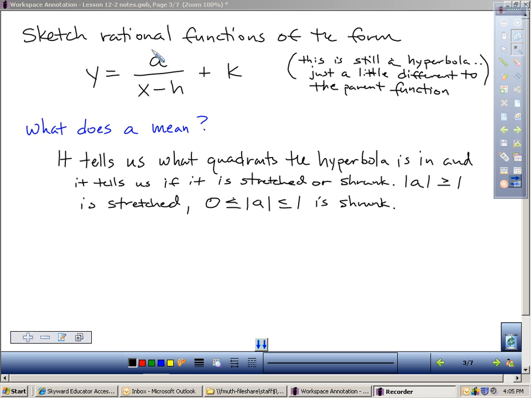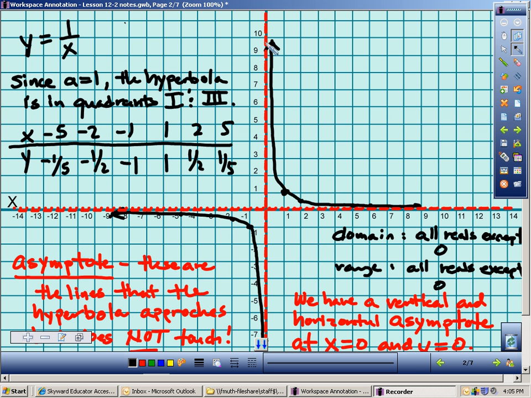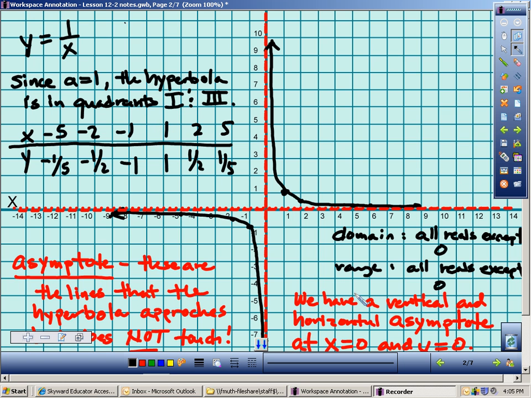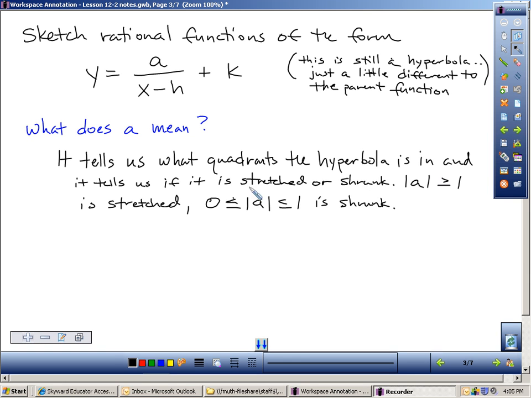Remember, if A is positive, let me go back a slide. If A is positive, this would probably be the most important thing, even more important than the stretch and shrink. If A is positive, your hyperbola is going to be in quadrant 1 and 3. If A is a negative number, you know your hyperbola is in quadrant 2 and 4. I'd say that's probably even more important than the stretching or shrinking, although we've talked about stretch or shrink the whole year.